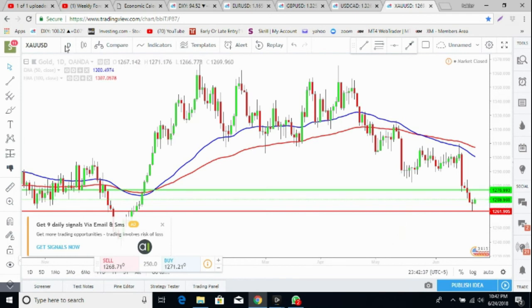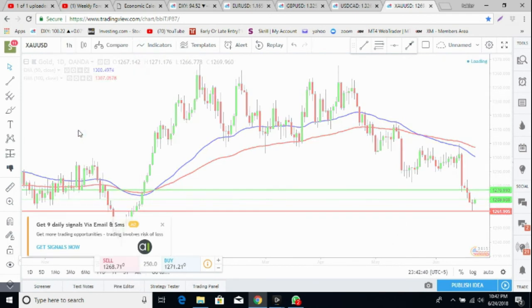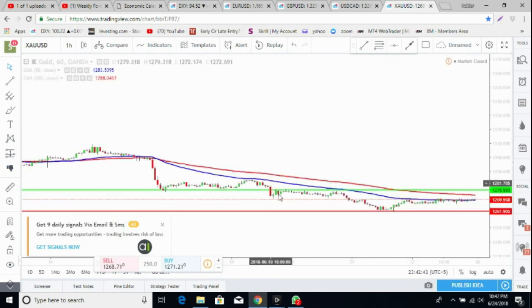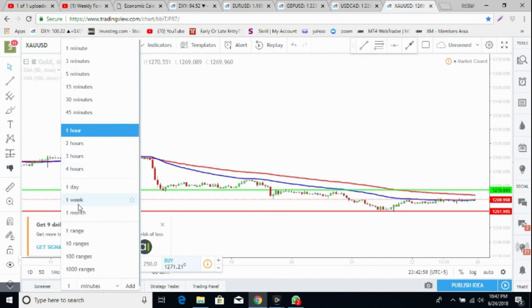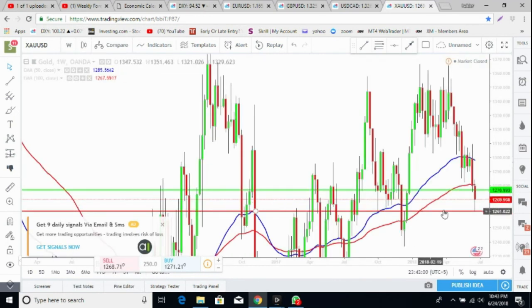Here is the hourly time frame for gold, and on the hourly you can see there is confusion between buyers and sellers, so I'm not that sure. I will definitely wait for a clear direction. But on the weekly, if I show you the weekly time frame, it's definitely a sell actually, but at the moment I will wait for a break of this level again, because you can see it's below the 100 moving average on the weekly. So unless it remains below this, I'm not going to long gold.